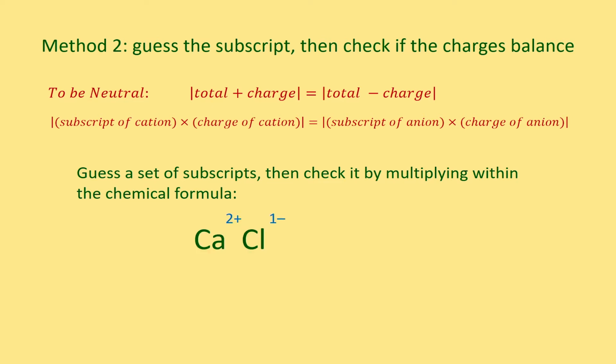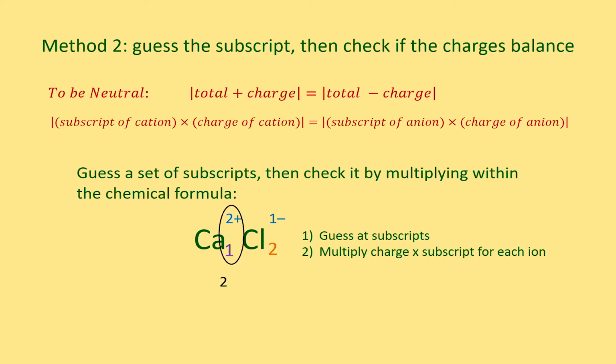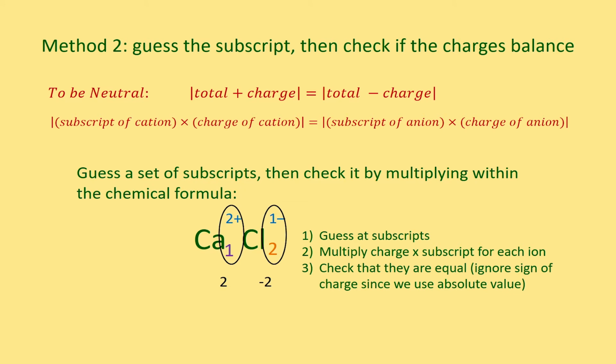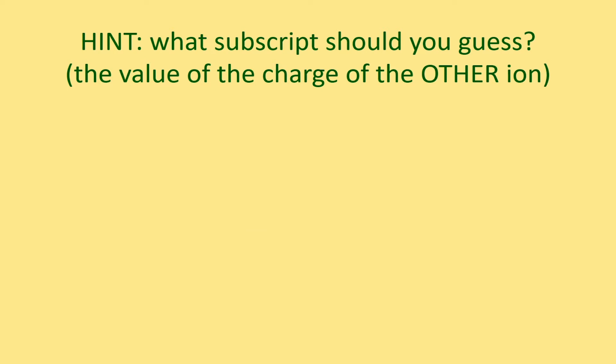Calcium plus 2 combined with chlorine minus 1. We're going to guess at the subscripts. I'm going to guess a 1 and a 2. Then we're going to multiply the charge times the subscript for each ion. On the left side, I have 2. On the right side, 2 times negative 1 is negative 2. And I'm going to check that they're equal. Of course, I'm going to ignore the sign of the charge since we're using absolute value. 2 and negative 2 are the same value if we ignore the sign. So this is balanced.